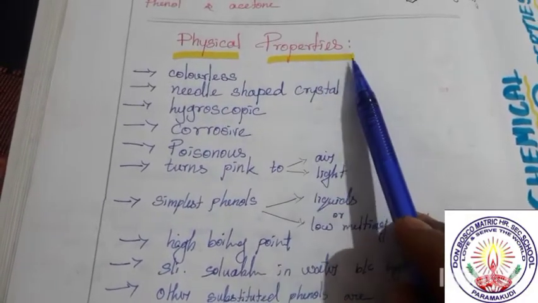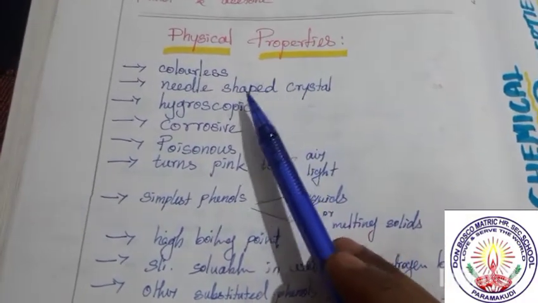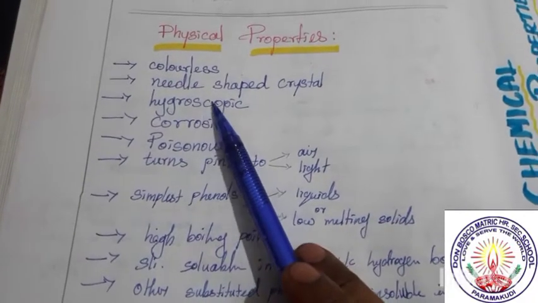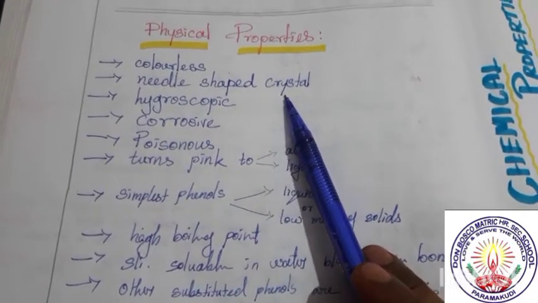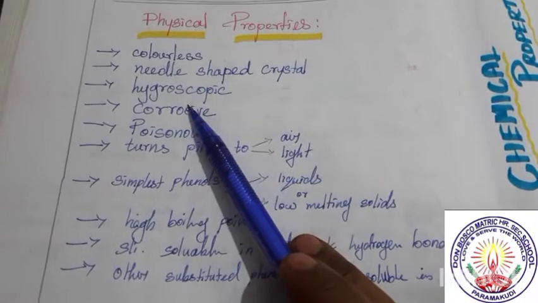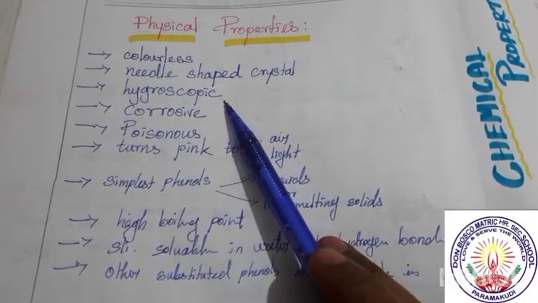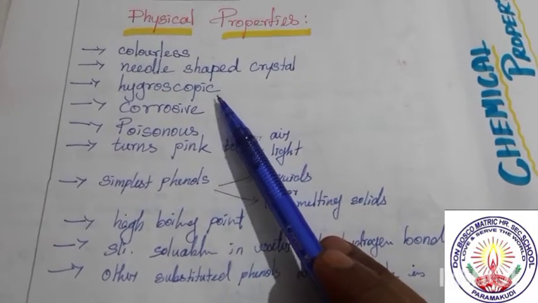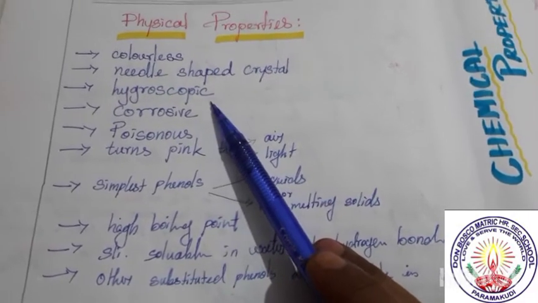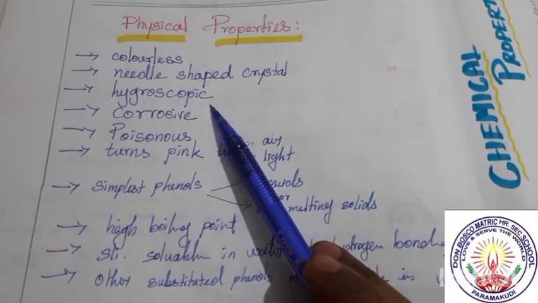Physical properties of phenol. These phenols are colorless. They are needle shaped crystals. These are hygroscopic. What is hygroscopic? They have the nature to absorb water.